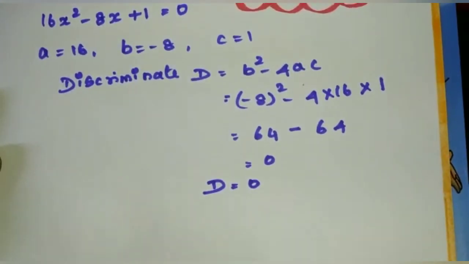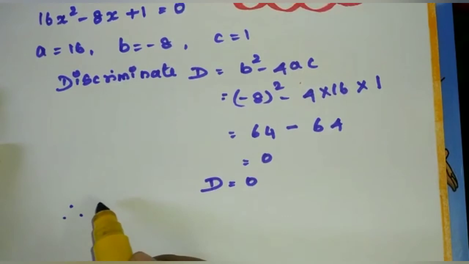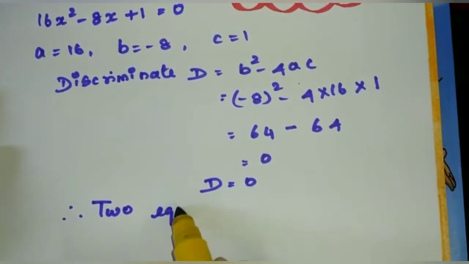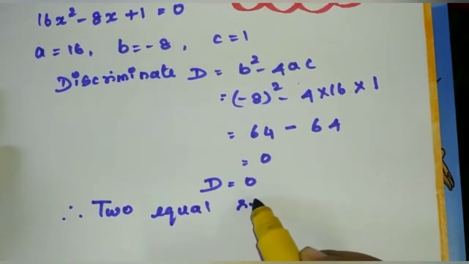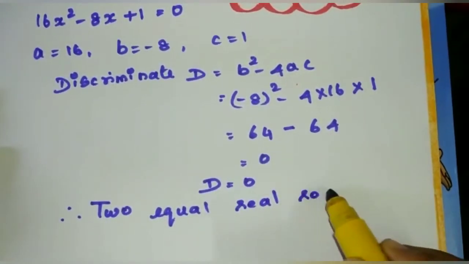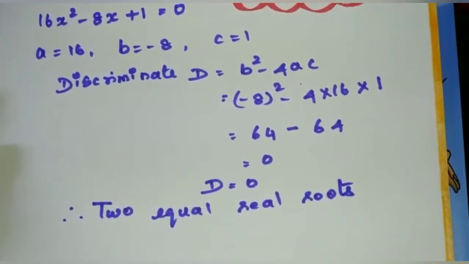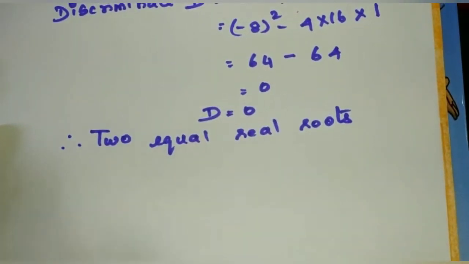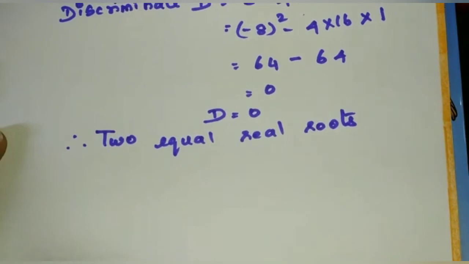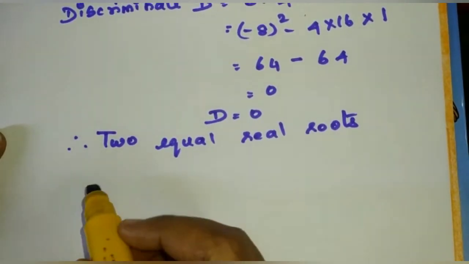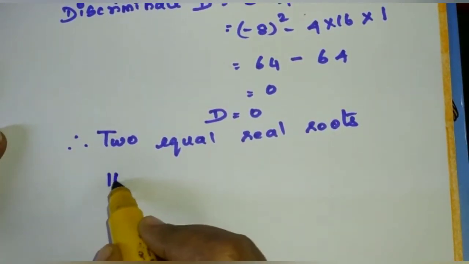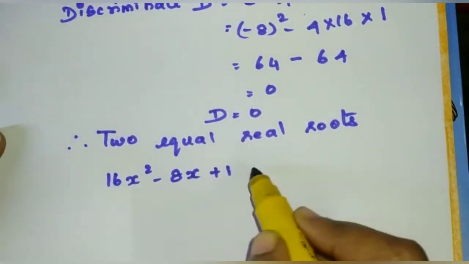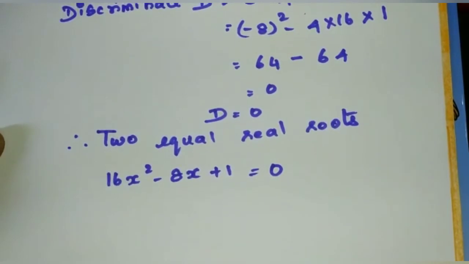If you are getting 0, you will get 2 equal real roots. Definitely you will get equal real roots. Shall we check whether we are getting equal roots? Okay. Now write the equation. 16x square minus 8x plus 1 is equal to 0.